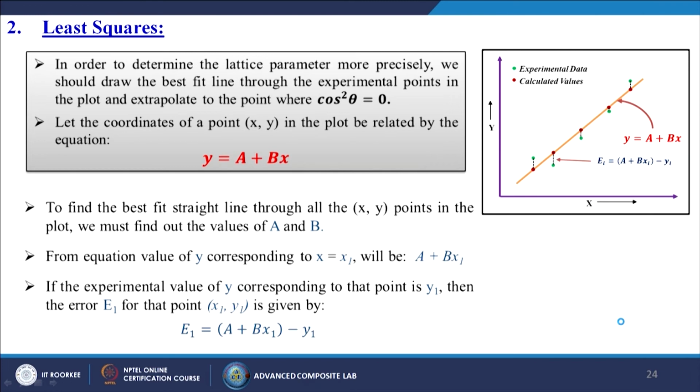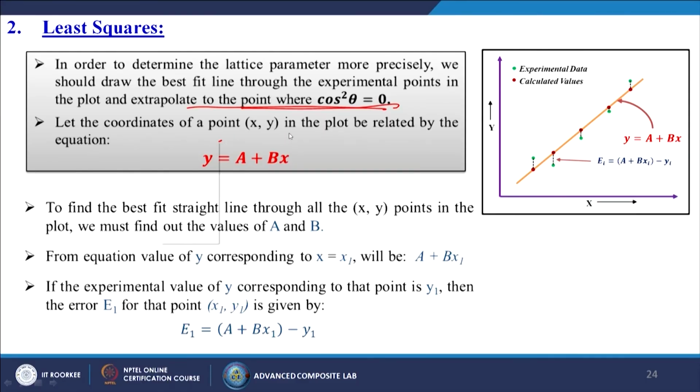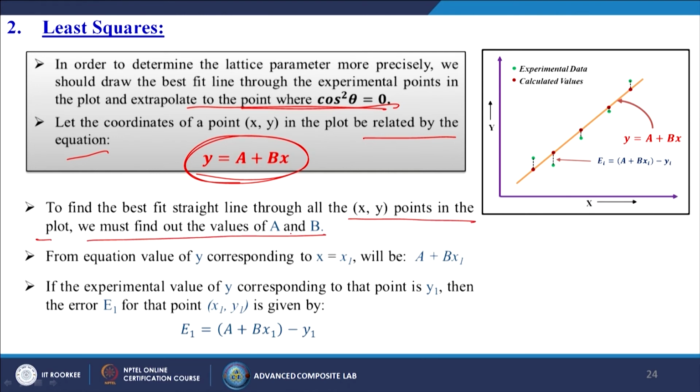In order to determine the lattice parameter more precisely, we should draw the best fit line through the experimental points in the plot and extrapolate to the point where cos square theta is equal to 0. So, these green points are the experimental data, and for our calculated value we have plotted one line. The line should satisfy all the points. So, let the coordinates of point x and y in the plot be related by the equation y is equal to a plus bx. To find the best fit straight line through all the x y points in the plot, we must find out the values of a and b.